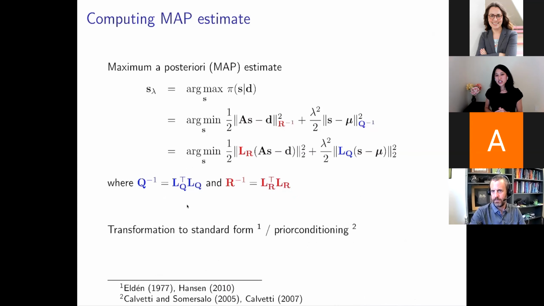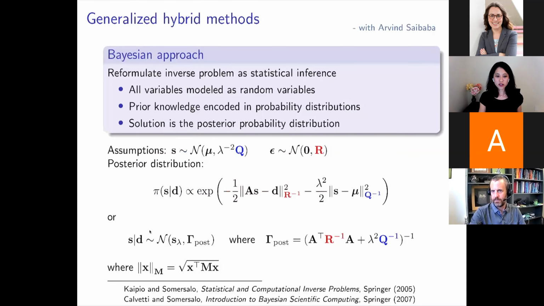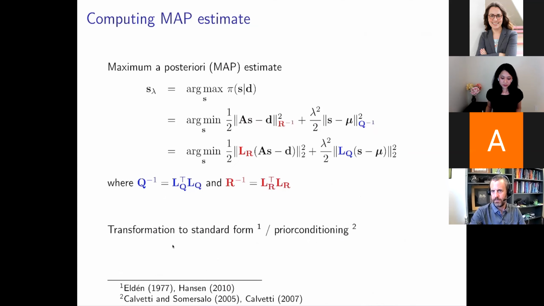Even though we do have some work on not just computing the MAP estimate, but also obtaining samples from this distribution, I'm not going to go into the details of that now. I'm really just going to focus on how, under this scenario, I compute an estimate of the MAP. The MAP, this s sub lambda, corresponds to the point estimate, which is the maximum of the posterior, this pi of s given d.